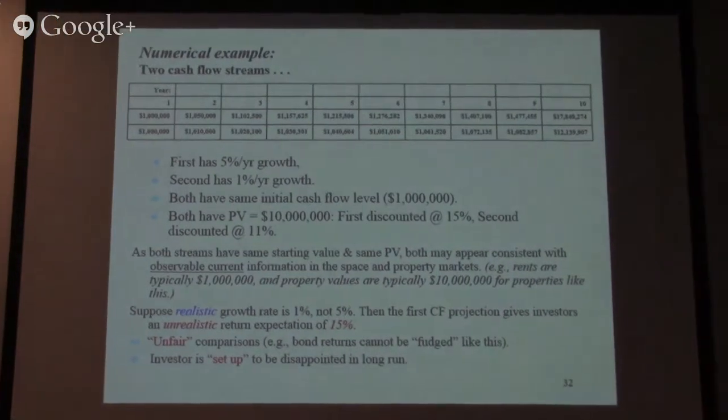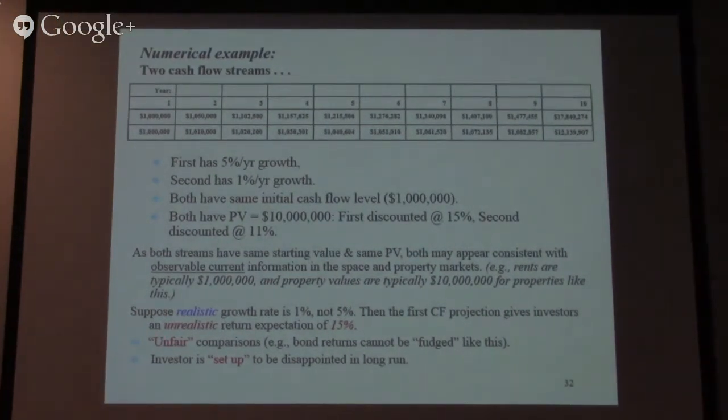So let's imagine now that instead of this being one property that I'm presenting in two different ways, it's actually two properties, and these are realistic cash flow projections for those two properties. So property A is the one that has cash flows that are growing at 5%.